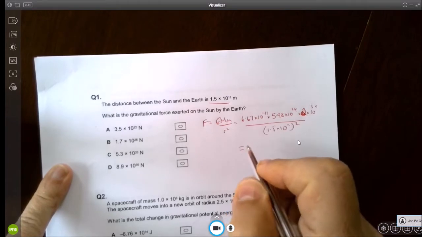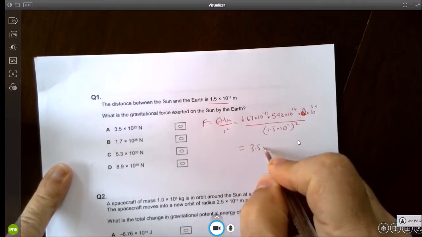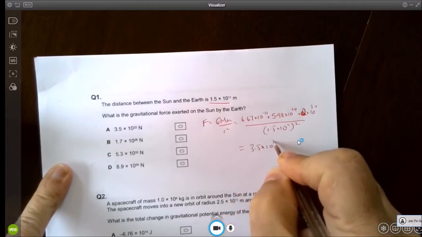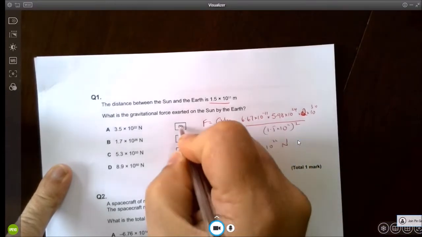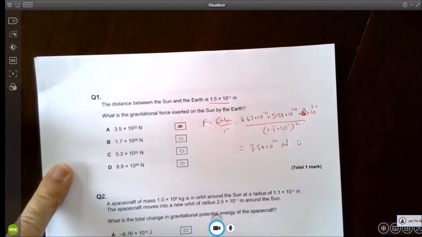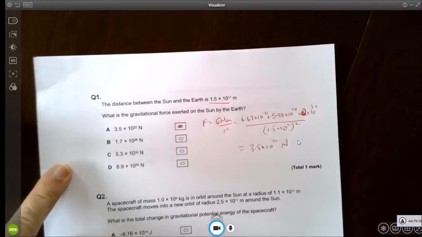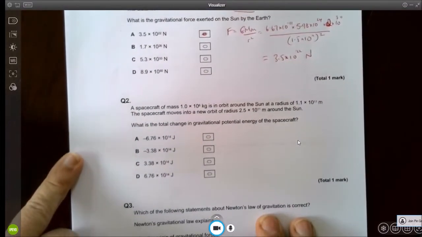If you do that, it comes to 3.5 times 10 to the 22 newtons. So the first answer is A. Fairly straightforward question, hopefully that one.